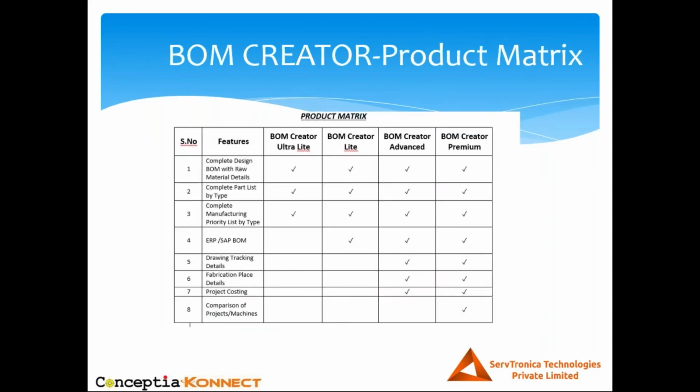We have 4 modules for BOM Creator. Ultralight covers the complete design BOM with complete raw material details. You have the complete part list and a segregated part list, to understand what are the manufacturing parts, hardware, BOP, etc. Right? You can create priority lists. Next, in Light, you have the functionality of integration with the SAP system. In Advanced, you have all the functionalities of Ultralight and Light plus drawing tracking details, fabrication phase, and project costing. In Premium, you have the comparison of machine details.